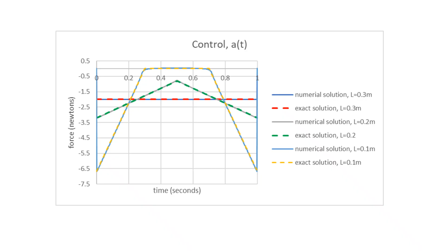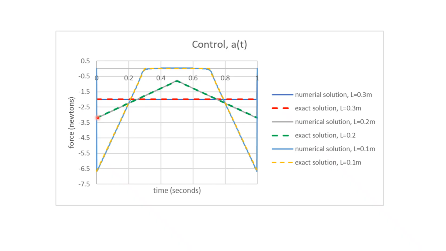Here are the control results for these 3 different problems. For the situation where L is equal to 0.3, and for that matter, for any L greater than 0.25, the control response is always a constant at -2.